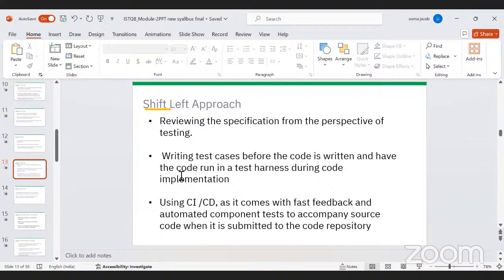So if there are a lot of ways by which shift left approach is being maintained in our project, we can make sure that there are less number of issues once the application is being developed.